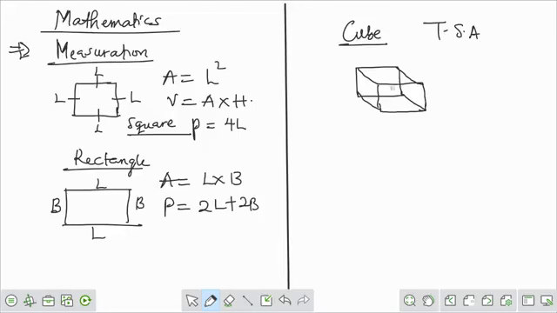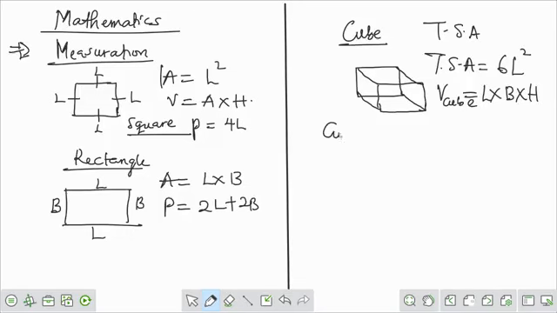Now, if you look at it, each side is a square, right? And I told you that the area of a square is L squared. So now the total surface area of a cube is just 6 multiplied by the area of a square. So you see it's very simple. Now if I ask you to find the volume of a cube, it's very rare for them to ask you, but just know it. Just say length times breadth times height. Now let's go to cuboid.